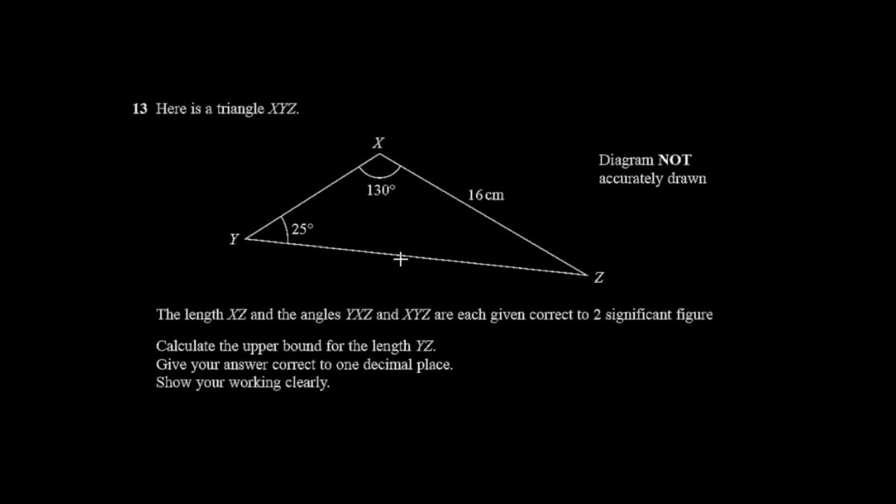Question 13 is a mixture of non-right angle triangle. We've been given this angle and this side, so happily we've got a side angle pair, so we can use the sine rule to find the length of YZ. But mixed up in this are bounds. We'll come to that later. Let's just sort out an equation for x.